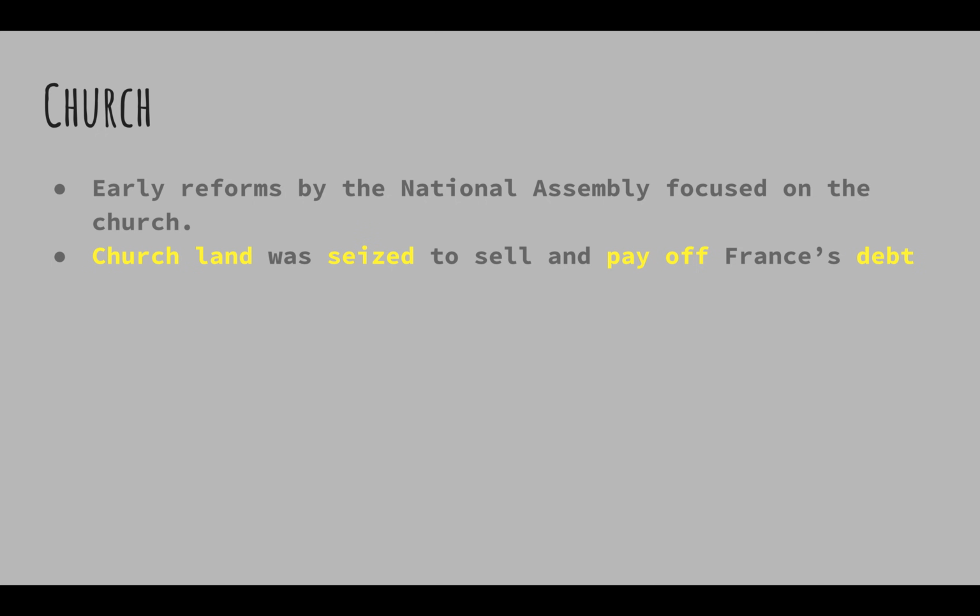And they don't want to raise taxes on people because that's what really got them in trouble in the first place: the Third Estate was paying all the taxes for the country, and that eventually led to the revolution breaking out. So the National Assembly, which is once again the new government in France, did not want to raise taxes, so they needed to figure out a way to pay off the national debt. So they took land away from the church, they sold that land, and they used the money from the sales of the land to pay off some of their debt.